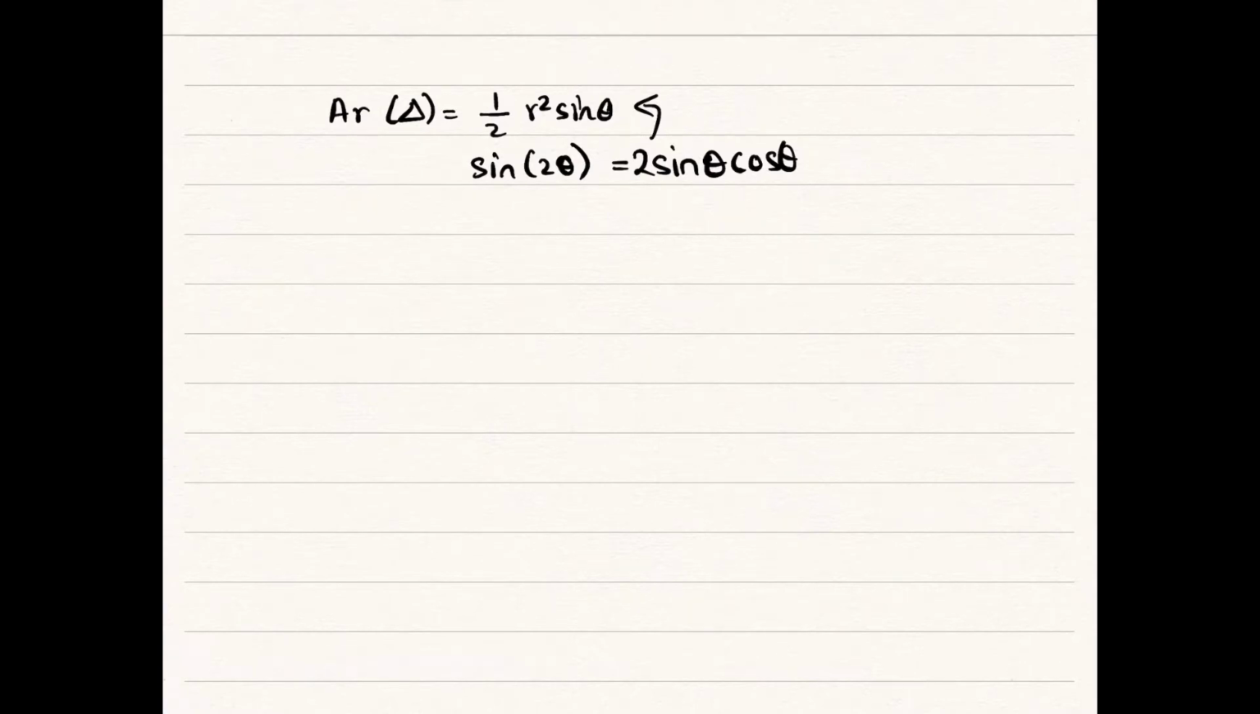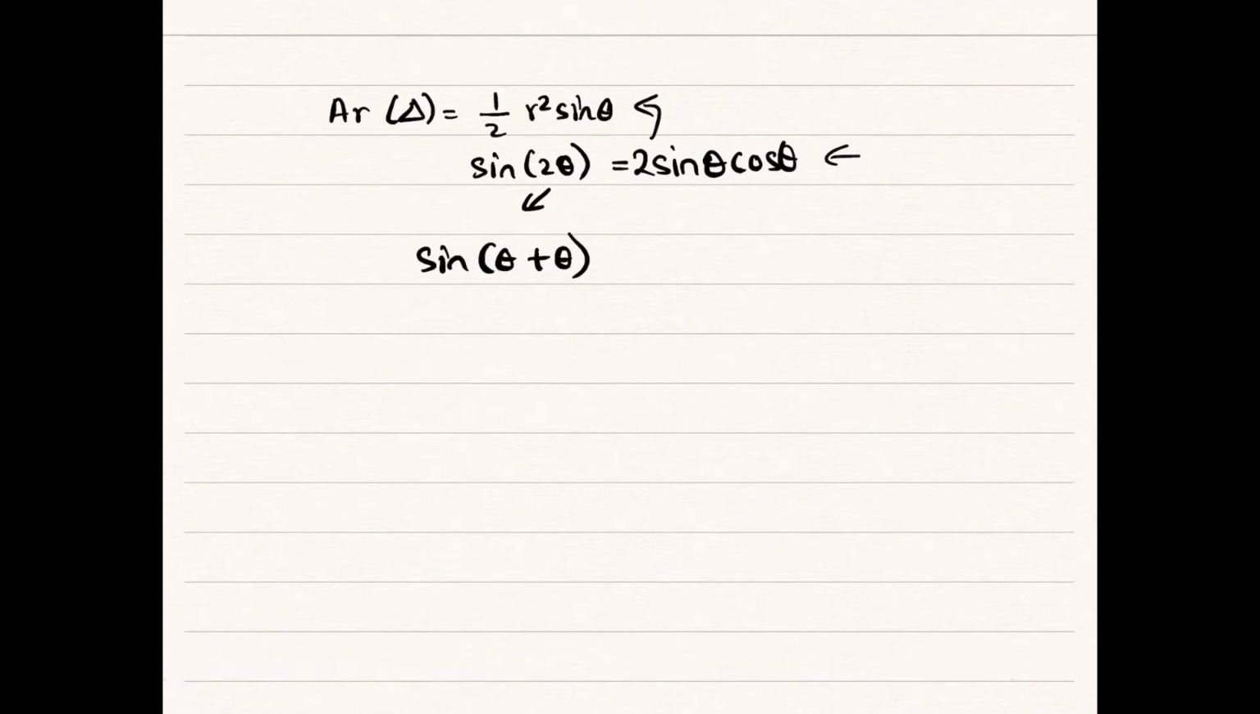And this identity does not really have a very difficult proof, but it rather has another identity which proves it, which has a very difficult proof. Sine 2 theta can be written as sine theta plus theta, right? 2 theta is theta plus theta.